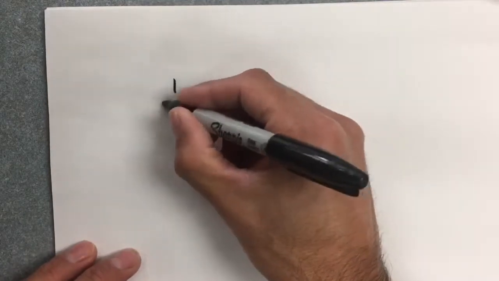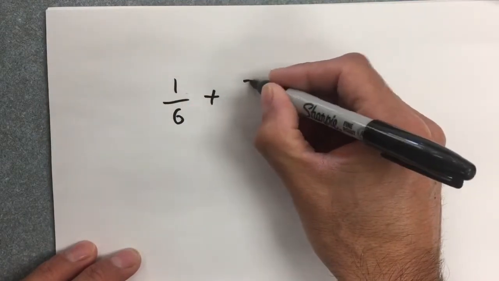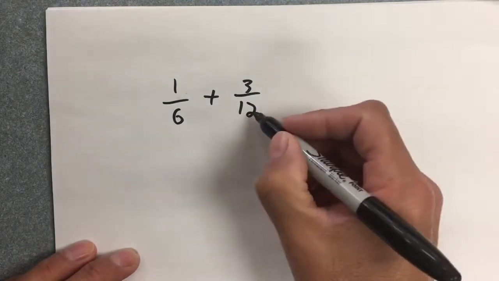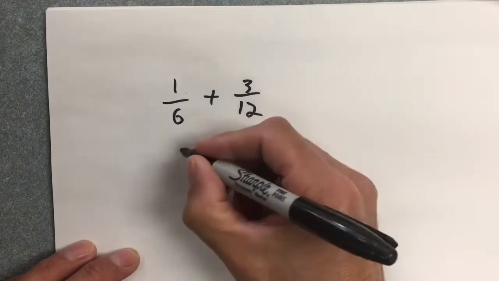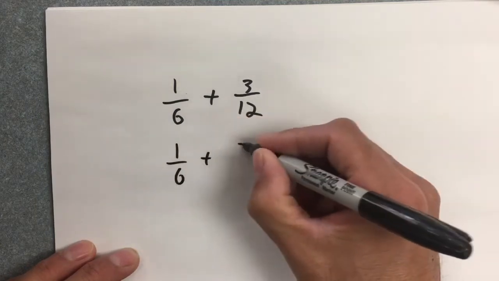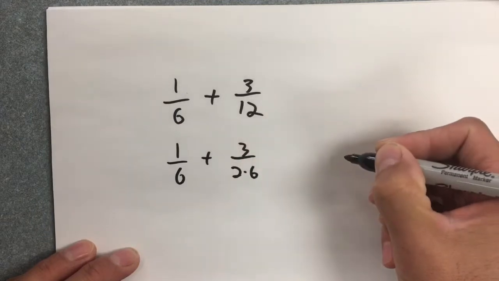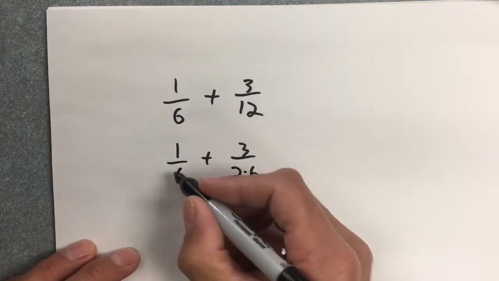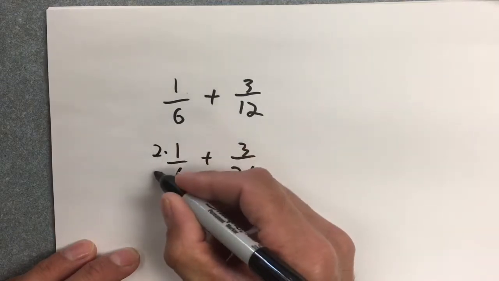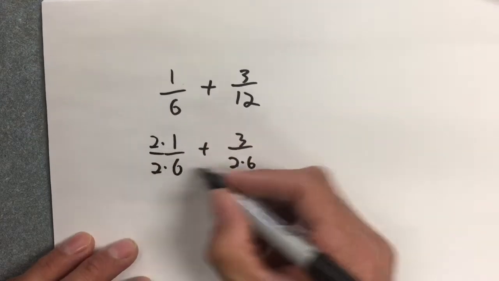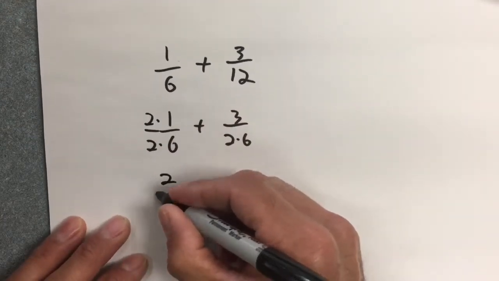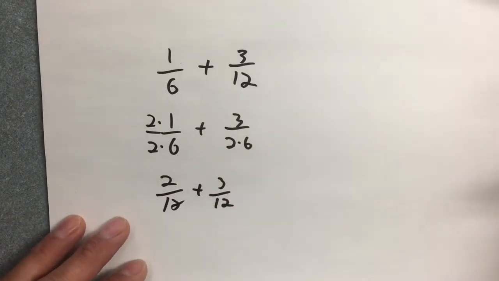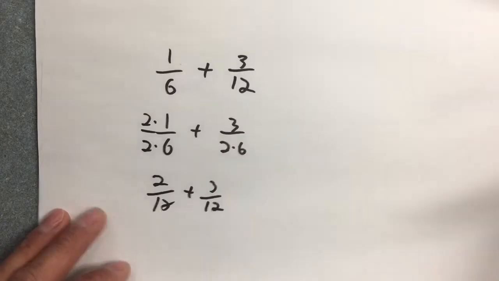So let's say we had 1 over 6 plus 3 over 12. Right away at a glance, you can see that 12, if you factor it, is actually 2 times 6. 12 is equal to 2 times 6. And it becomes obvious that on this side, if you multiply this top and bottom by 2, you have a common denominator. So we have 2 over 12 plus 3 over 12. We're going to employ exactly the same idea with these rational functions.